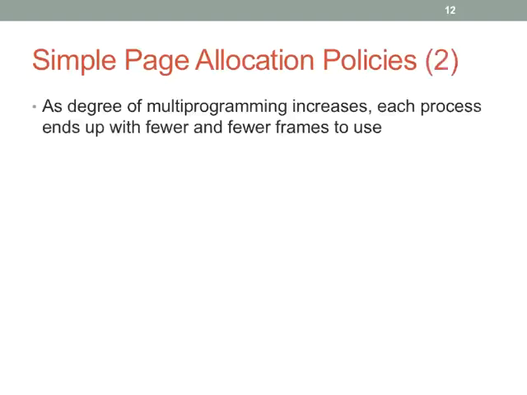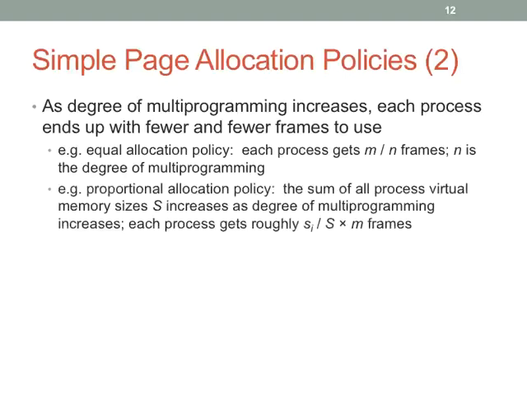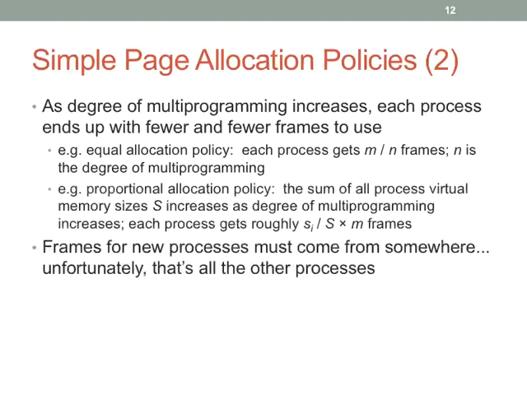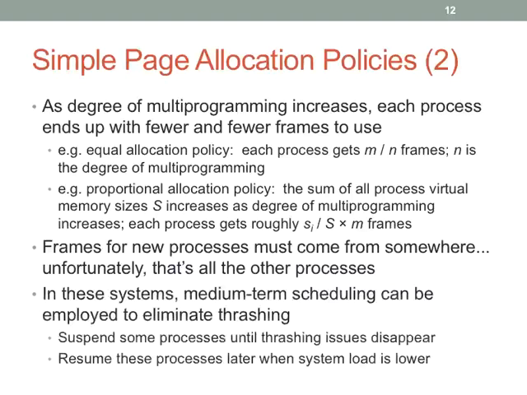So again, as I start adding more processes, the virtual address space sizes are increasing, but the number of physical frames is the same, so each individual process gets fewer and fewer frames. And so this is sad. Both of these actually exhibit this characteristic. So frames need to come from somewhere, and as we add processes to the system, if we have these kinds of allocation policies, the frames will come from other processes. And so you can see that over time we start generating more faults.